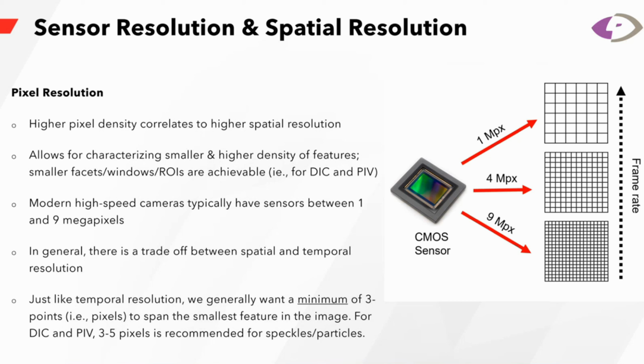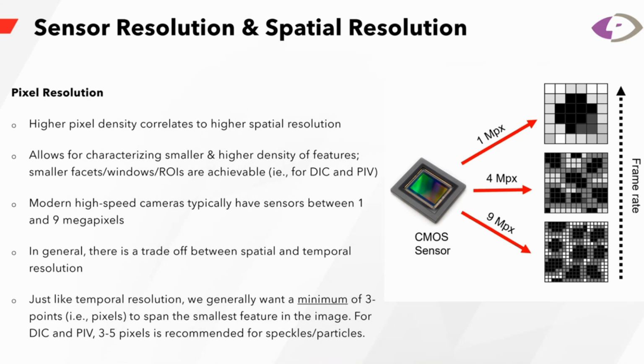Today, true high-speed cameras typically have a maximum resolution of 1 and up to 9 megapixels. As we pull more data from our sensors, the frequency at which we can pull that data reduces. So there is often a trade-off between choosing higher spatial resolution and higher temporal resolution.